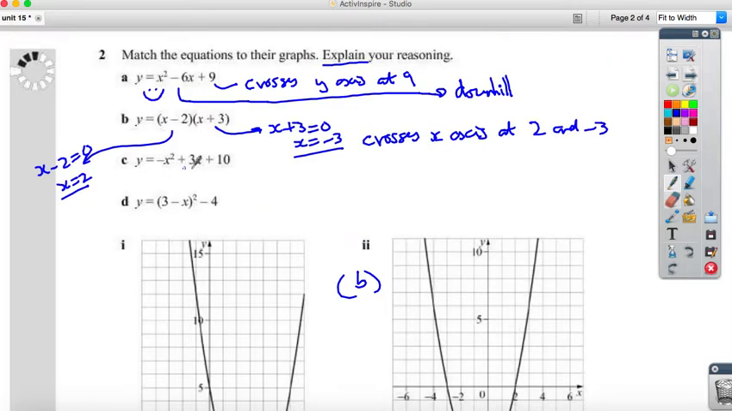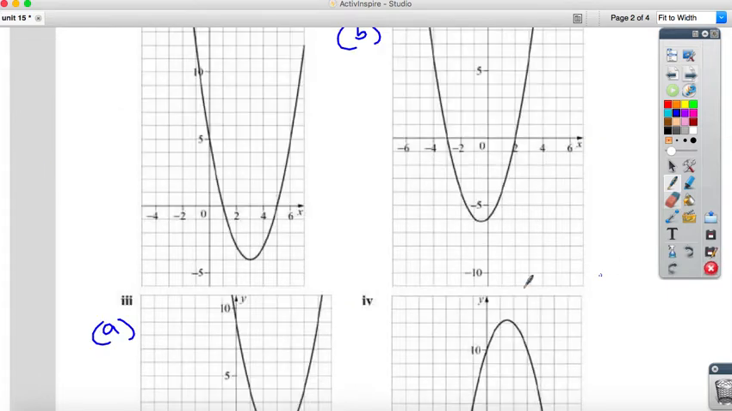Okay, the next one here. First thing you notice is it's got a plus 10 at the end. This means it crosses the y-axis at 10. So it doesn't cross here at 10. Scroll down a bit further. That could be 9, but that one's crossing at 10. We've already identified that one, so it is that one. Let's do a bit more information because it crosses at 10.